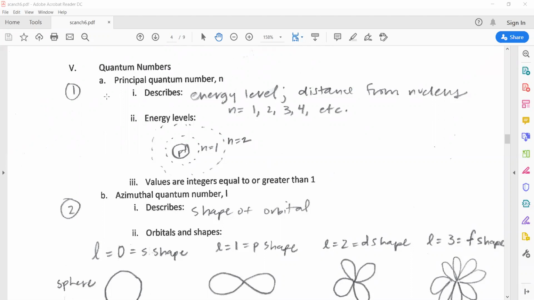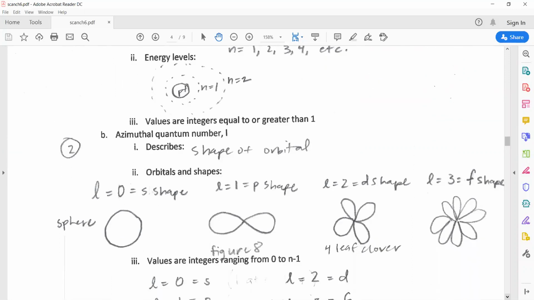the orbital. The first of the quantum numbers is called the principal quantum number, little n, and it simply tells what energy level the orbital is. So where is it in relation to the nucleus? n equals 1 is the closest, n equals 2, 3, 4, etc. So that is the principal quantum number. It kind of tells the size of the orbital.